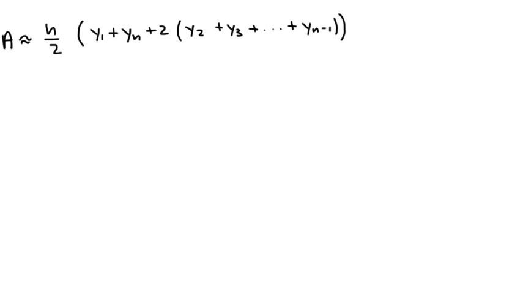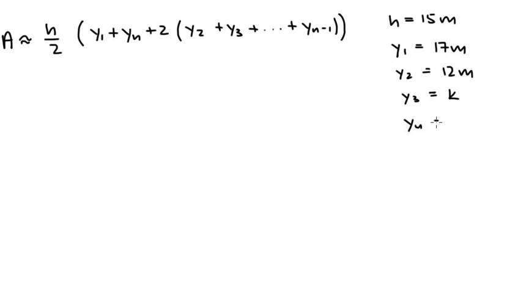So the h that we're given is 15 meters. Our first height is 17 meters. Second one is 12. Third one we're not given, it's just labelled as k, which we're obviously going to need to find. Our fourth one is 27 meters. And the last one, because it ends back down kind of on the ground, y5 is equal to 0 meters.